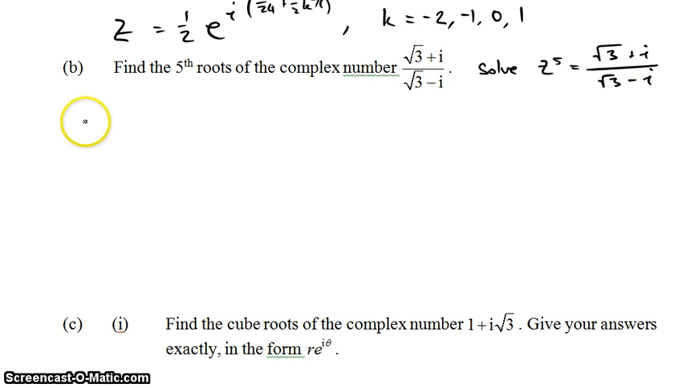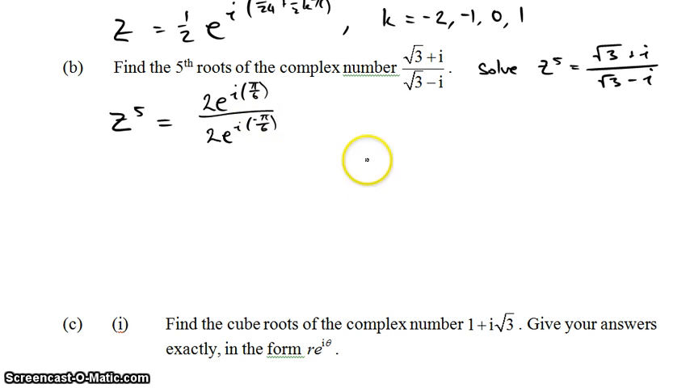So we know the top line. z to the 5 is equal to, and the top line is 2e to the i pi upon 6. Then the bottom line is just the conjugate of the top line, so this is also just 2e to the i minus pi upon 6, replacing the argument with its negative. And so z to the 5 is equal to e to the i times pi upon 6 minus negative pi upon 6, which is 2 pi upon 6, which is pi upon 3.